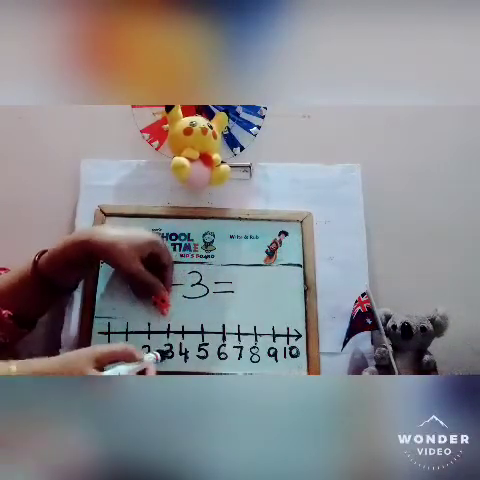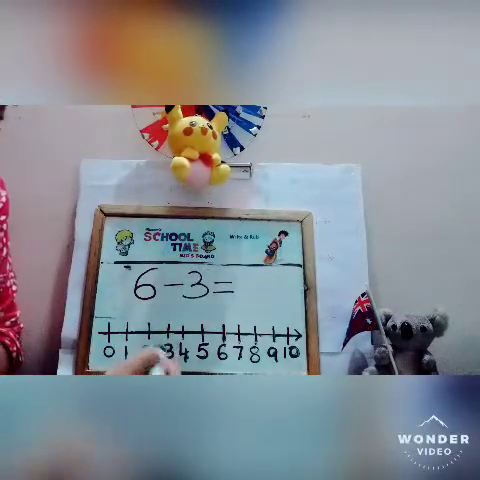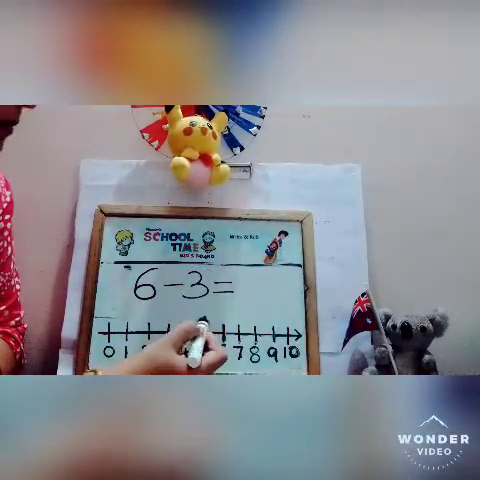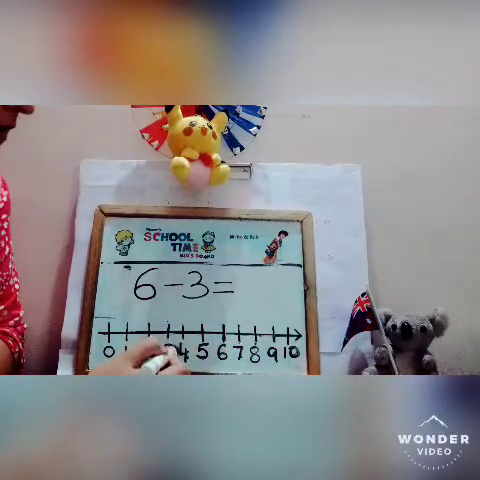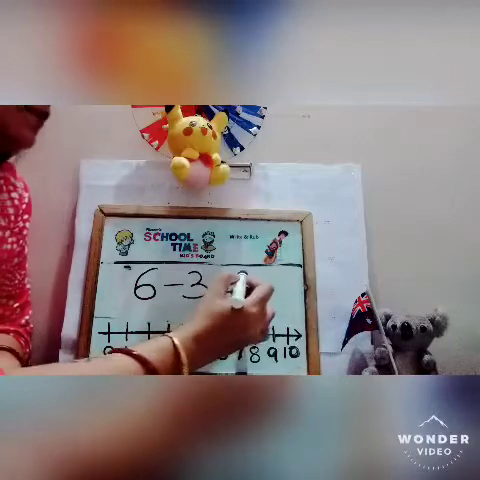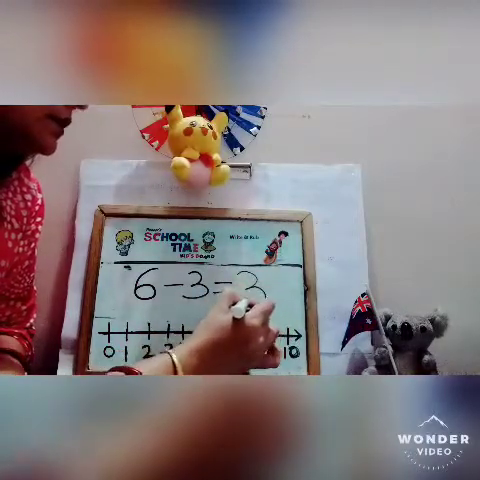Now what is written here? 3. From 6 she has jumped 3 times. 1, 2 and 3. So what is written here? 3. So the answer will be 3.